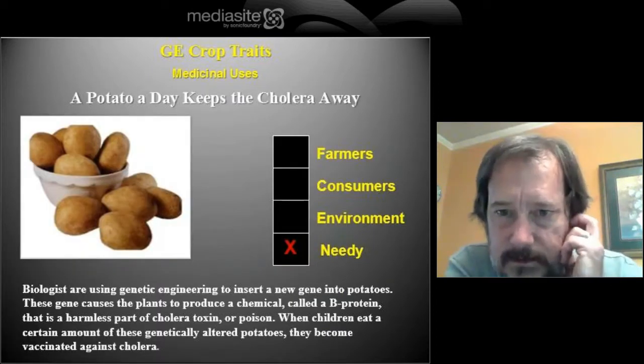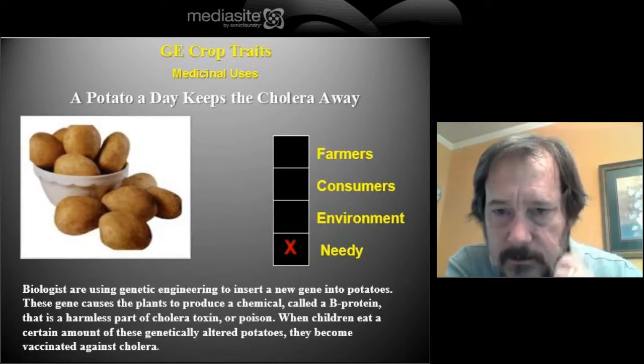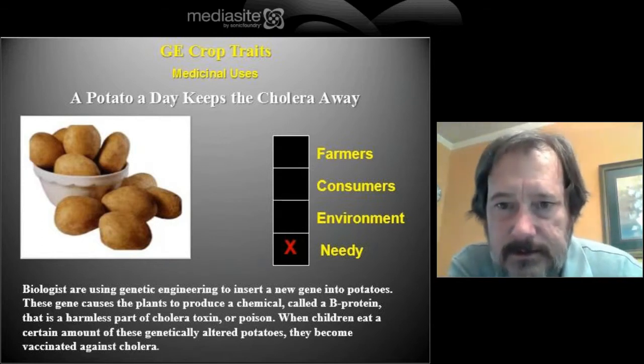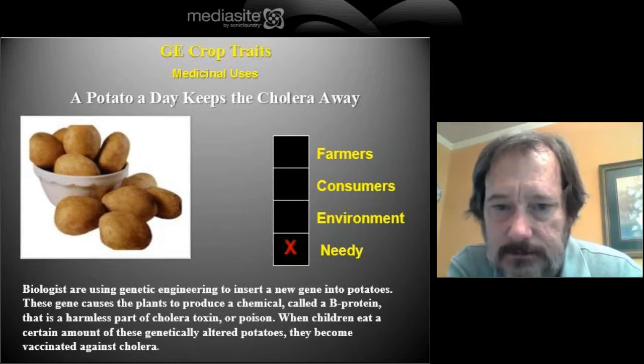This is an example of a medicinal use, and certainly there have been crops that have been used to produce medicines using genetic engineering. This one's sort of interesting because it's developed for the developing world, so it would benefit the needy. And what they did is the plant produces a small part of the cholera toxin, so that when children eat it, they become vaccinated against cholera.